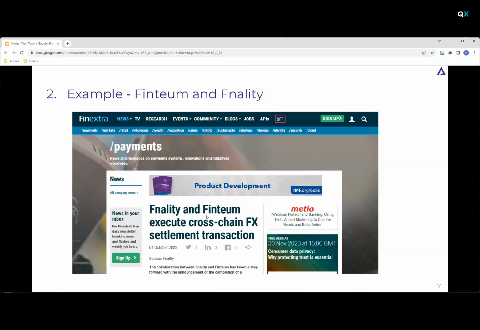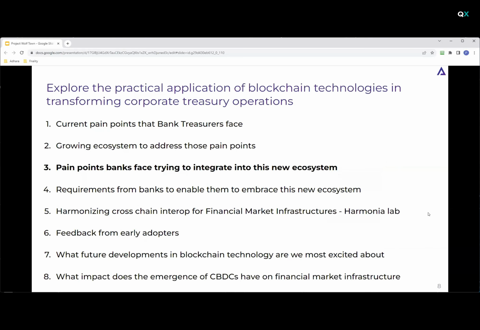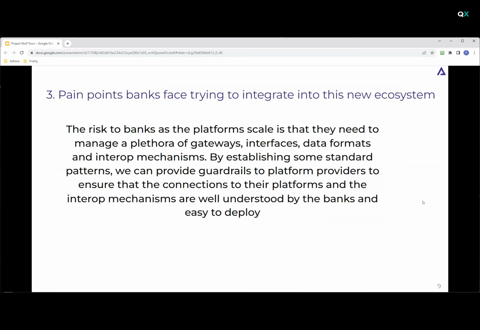We were involved in this cross-chain FX settlement transaction, the first one, which happened last year in October, so just over a year ago now. And we've continued to work with both companies developing that. The problem that banks are facing, though, is that there's a risk that with these new digital platforms, they will need to start to manage a plethora of gateways, interfaces, data formats, and interop mechanisms. So what we want to do is try and establish some standard patterns, provide guardrails for the platforms to develop, so that from the bank's perspective, it's easy to integrate and to work with these different platform solutions.